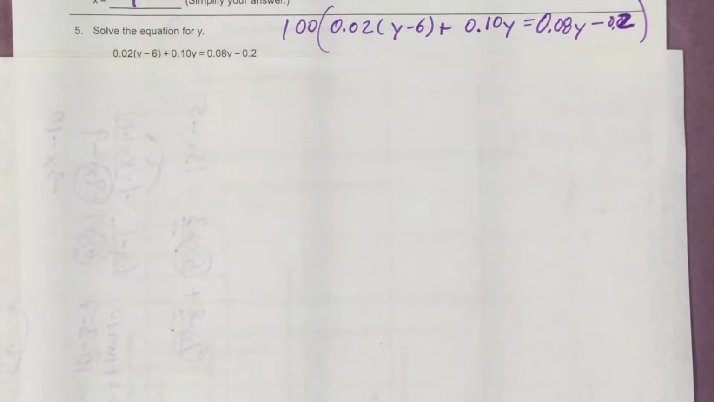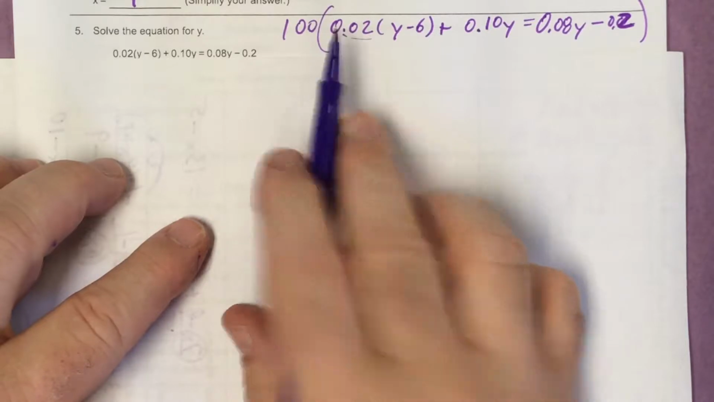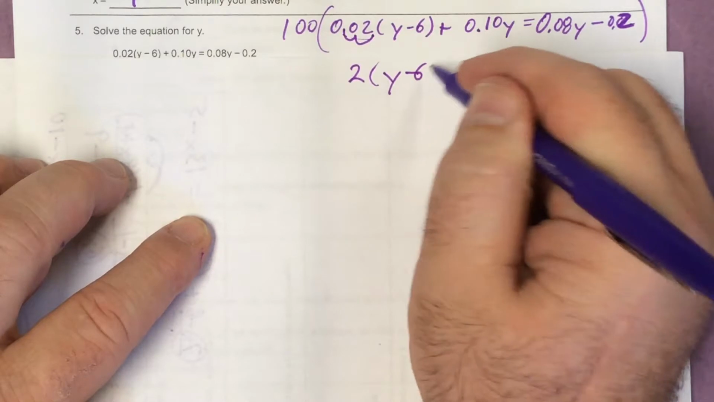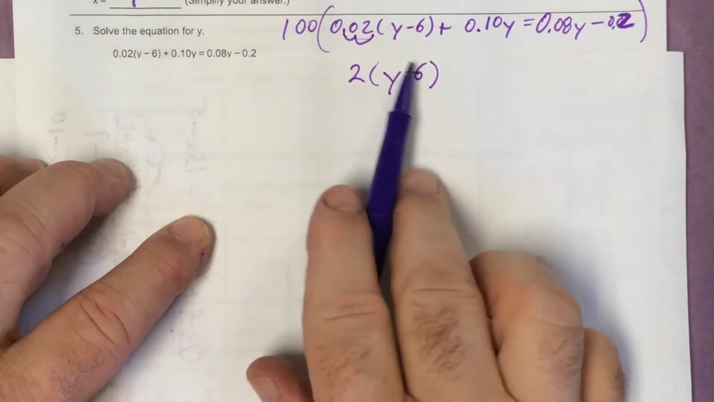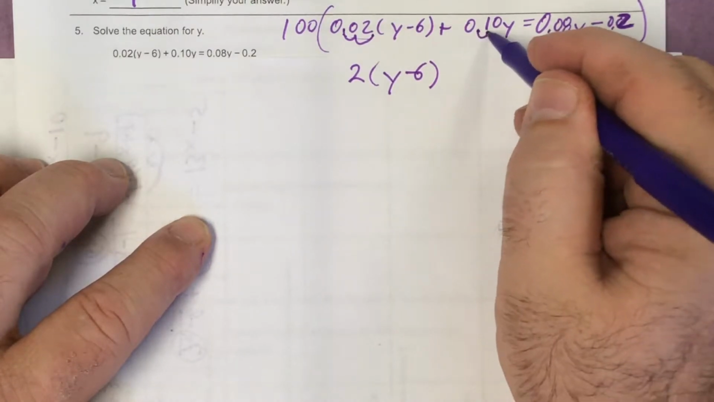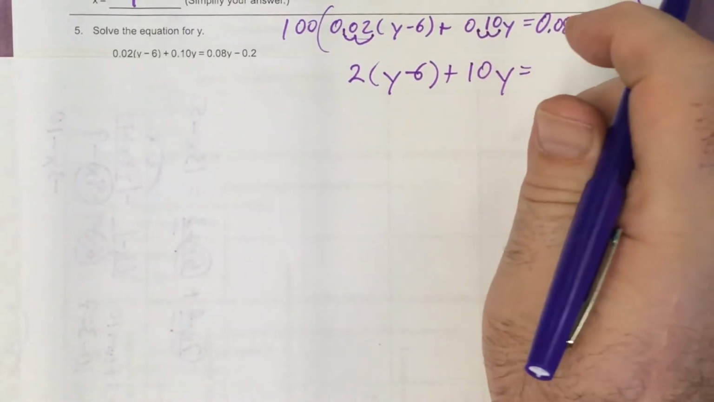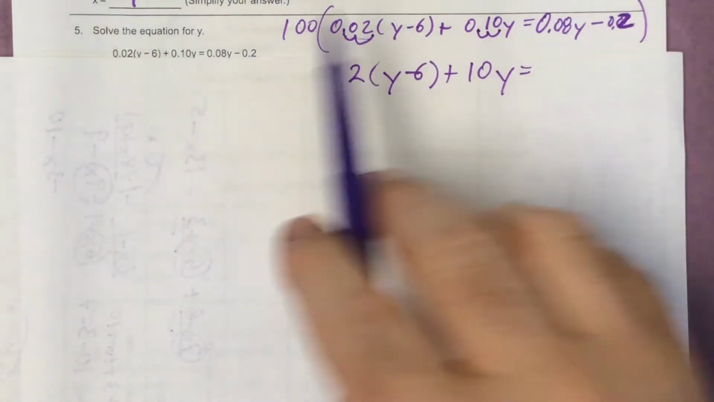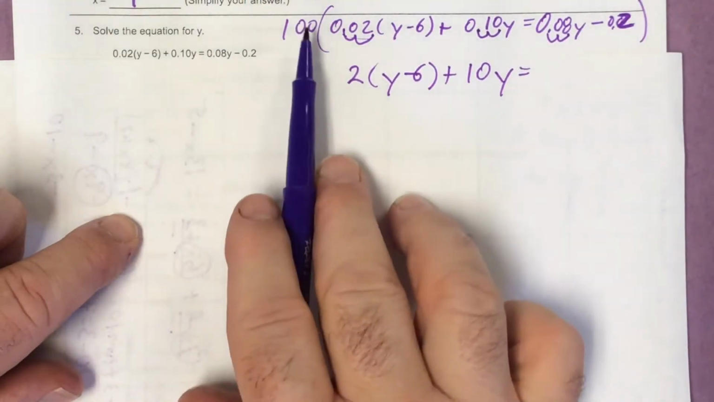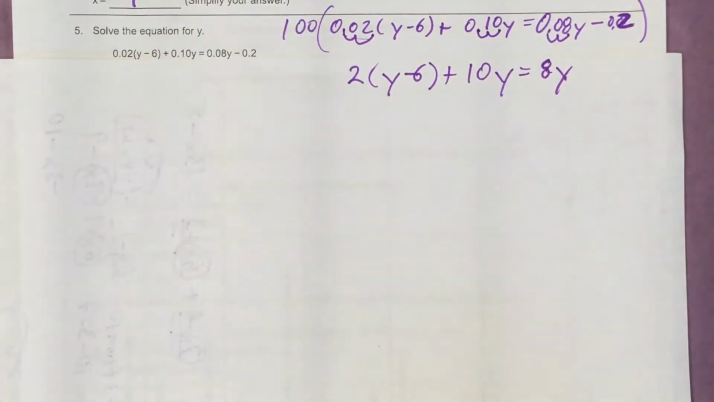My apologies. So now if I multiply 100 times 0.02, I'm going to move the decimal point over 2 places to basically get 2 times y minus 6. Now I'm going to take 100 times 0.10, meaning I'm going to move the decimal 2 places, which gets me 10y. Next, I have the equal sign. If I take 100 times 0.08, I move the decimal point 2 places. By the way, you can take 100 times 0.08 in your calculator and you'll get the same result. It gives me 8y.